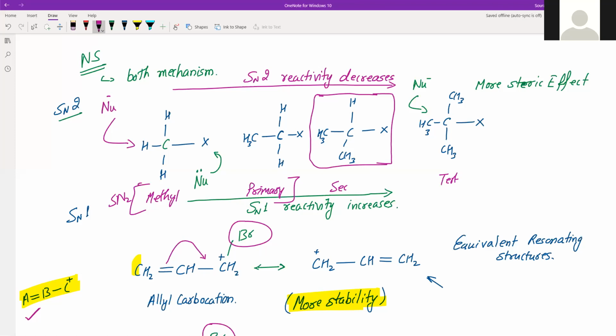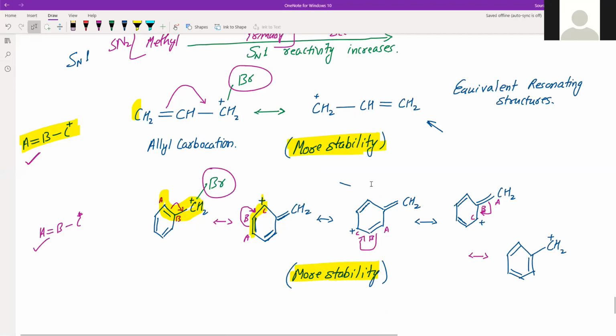The primary allylic and primary benzylic halides, which we have seen below, may react predominantly either by SN1 or SN2 mechanism or by both the mechanisms without much preference, depending upon the nature of the nucleophile and the solvent. So this relative reactivity of haloalkanes is an important point of this chapter.